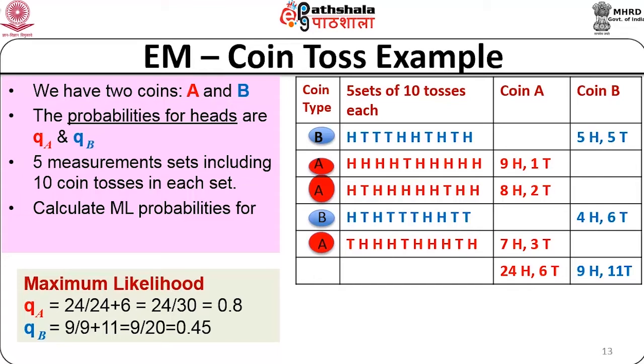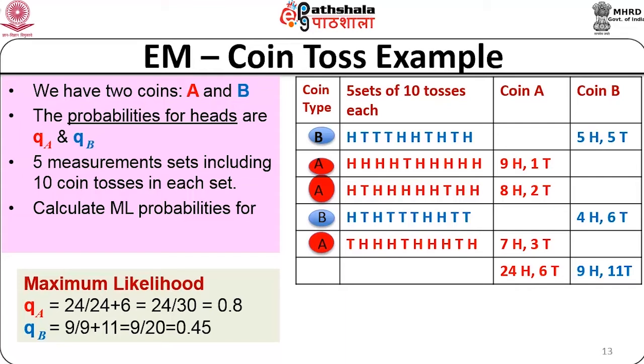So, for the blue coin, when we toss, we got 5 heads and 5 tails. The second blue set, when we toss, we got 4 heads and 6 tails. So altogether we have 9 heads and 11 tails. We are only finding the probability of heads.